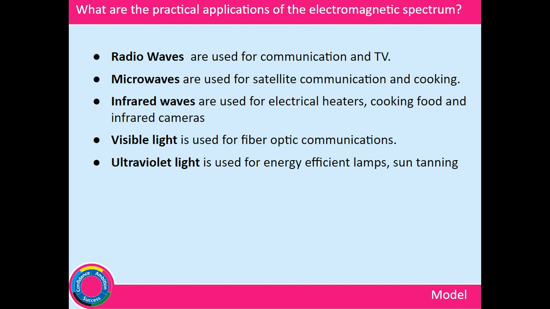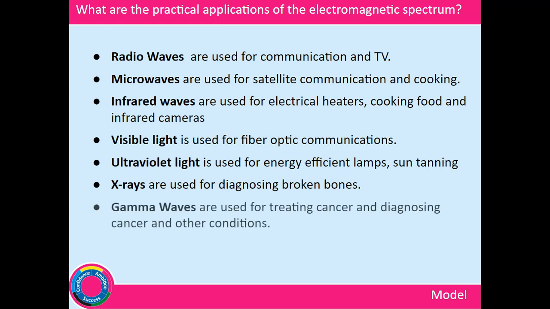And then sunbeds or sun tanning beds, they'll use ultraviolet light so that you can get a nice golden brown sheen to your skin. All right, x-rays are used for diagnosing broken bones. Also, if you've swallowed something, the doctor may have wanted you to go get an x-ray, especially as a kid, to see where that thing is in your digestive system. And then gamma waves, again, is used for treating and diagnosing cancers.